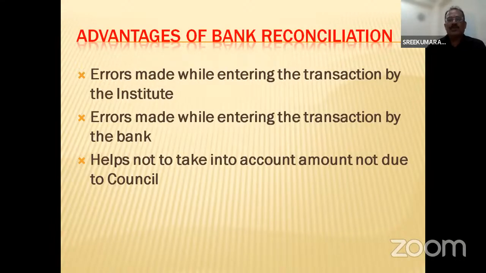And we will intimate also. Why do we intimate? The next point helps not to take into account amounts not due to the council. As an accounts officer, we are not supposed to take into account any amount which is not due to the council. A duplicate credit need not be taken into account by us. This has to be intimated to the bank. And this is possible only when you do the bank reconciliation. Like that, if a duplicate debit is made by a bank 2 times, we can also tell the bank and they can correct it. They can reverse the debit they made.